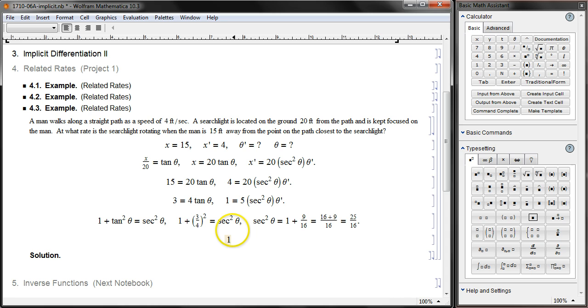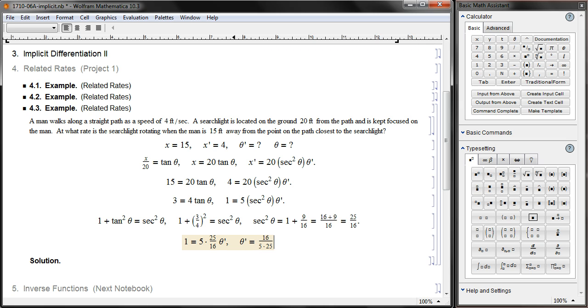Let's do it. 1 is equal to 5 times 25 over 16 and theta prime. So we can find theta prime like this. Flip everything to the other side. 16 over 5 times 25, which is 16 over 125 in radian measure. And this is the rate of change of the angle in this picture.